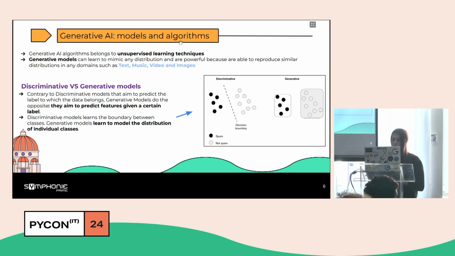And then we have generative, where basically we do exactly the contrary. So we aim to predict the features and not the label, as we can see on the right. And these kinds of models, as I said, can be used in several domains. And today, as we can see in the talk, we talk a lot about large language models that are used basically in all the text domains.